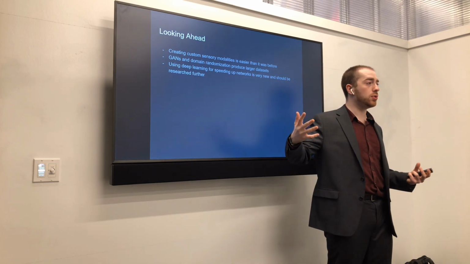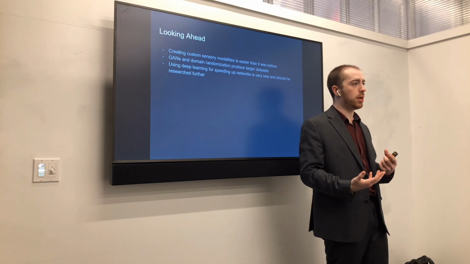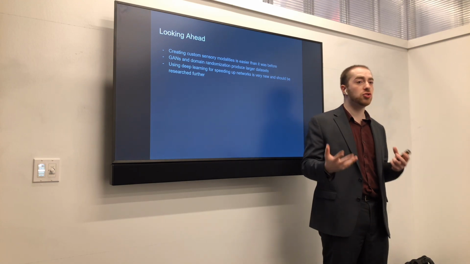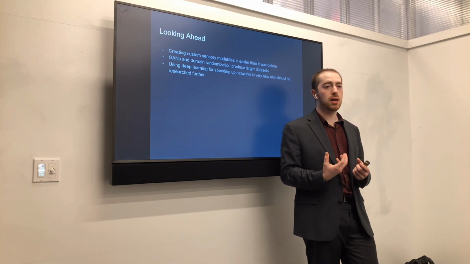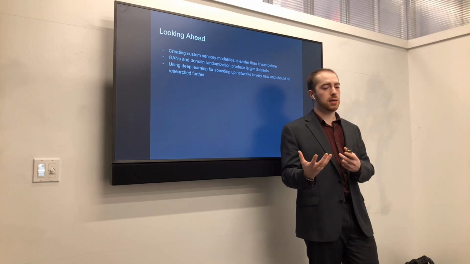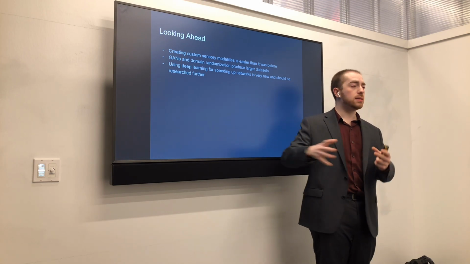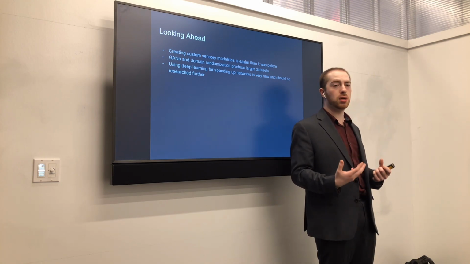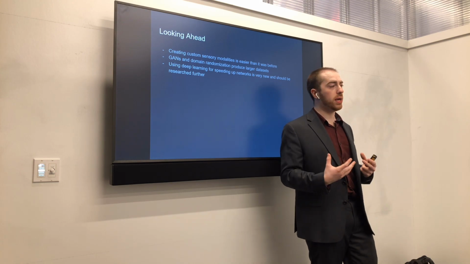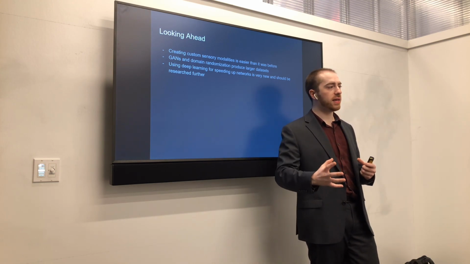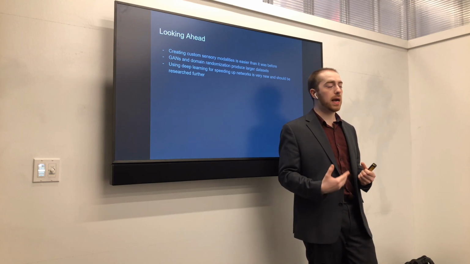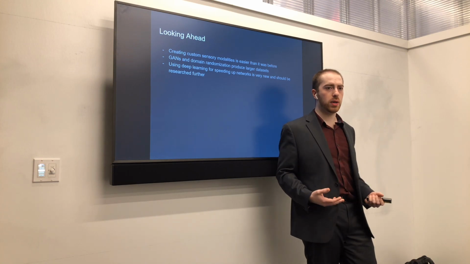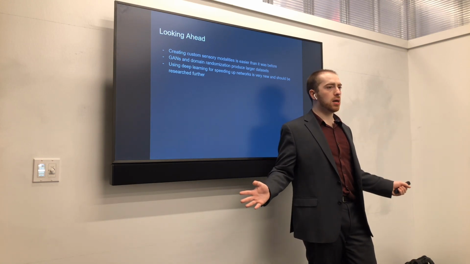GANs and domain randomization produce larger data sets. As I mentioned, we're able to create these synthetic data sets. And using deep learning for speeding up networks is new and should be researched further. So actually taking this learned representation of the real world, or actually integrating a differentiable model of our physics engine, is a good way for evaluating not only the effectiveness, but also speeding up our learning process by either reducing the number of steps or speeding up the way we can simulate. And that is my talk.